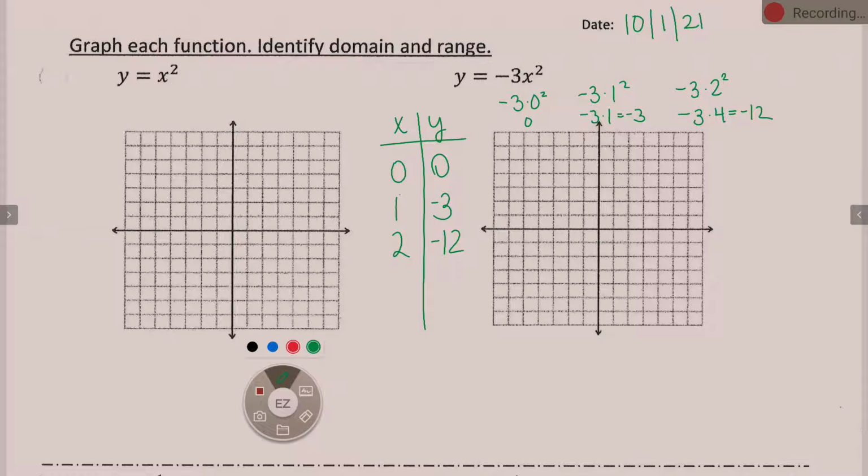Okay, so we're going to graph these. 0, 0 is still 0, 0. And it's always going to remain 0, 0 until we start having plus or minus here. If it's just something x squared, 0, 0. 1, negative 3 says to go over 1, down 3. Okay. 2, negative 12 says to go where? Over 2, down 12.